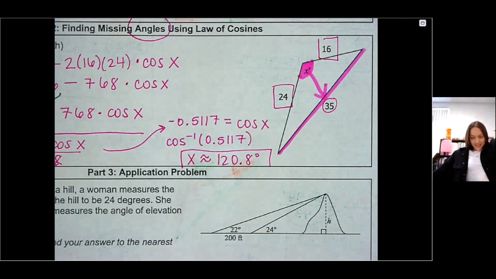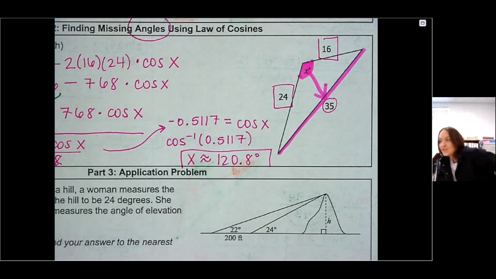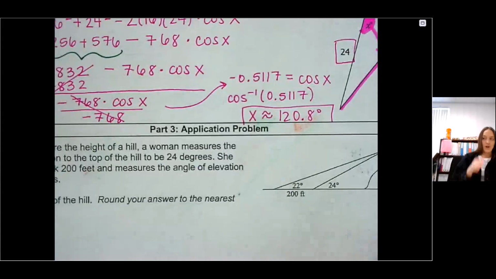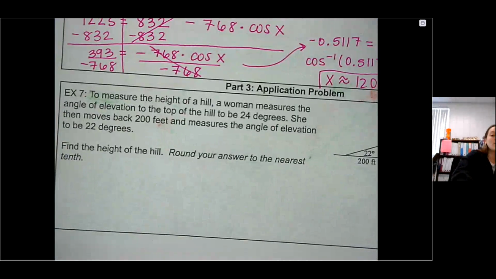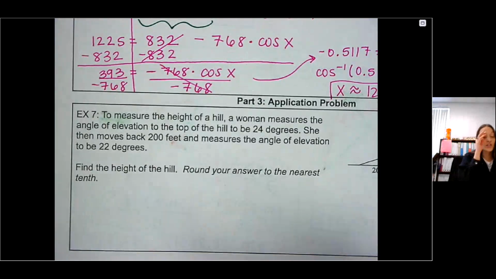Okay, beautiful. Last problem, an application problem. So now we're going to have to use our laws of sine and or cosines here to help us solve for this problem. Okay, so this problem says, to measure the height of a hill, a woman measures the angle of elevation to the top of the hill to be 24 degrees. She then moves back 200 feet and measures the angle of elevation to be 22 degrees. Find the height of the hill. Round your answer to the nearest tenth.